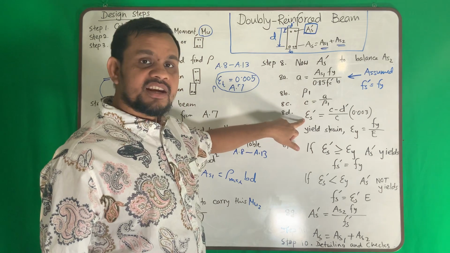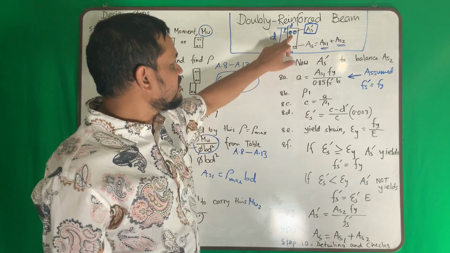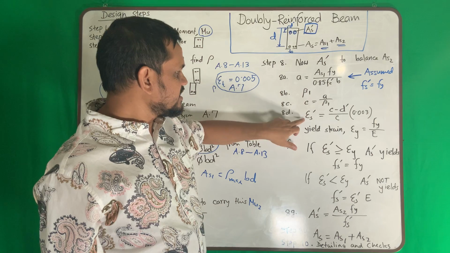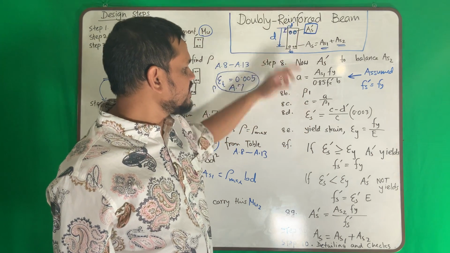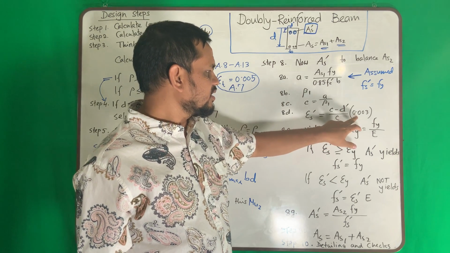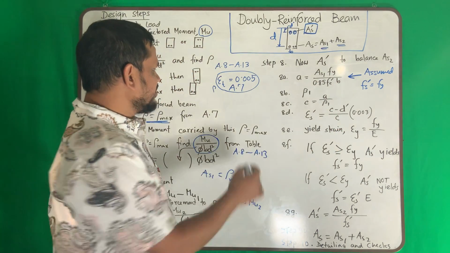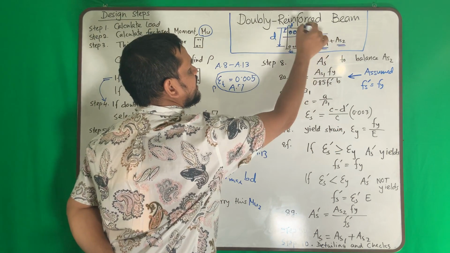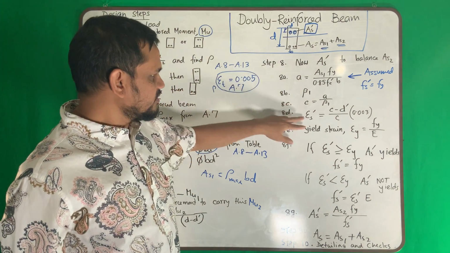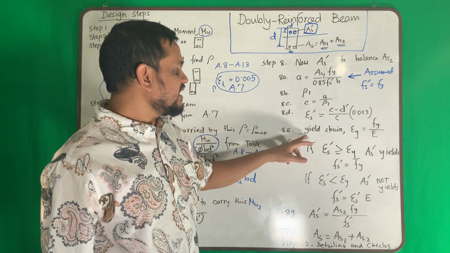Then find the strain in your compression steel, epsilon s' equals (c minus d') over c times 0.003. In my previous video, I showed how to find it. It's very simple. It's all about the strain diagram here. I'm not going there to make it complex. So you saw that equation in my previous video. Then what is my yield strain?